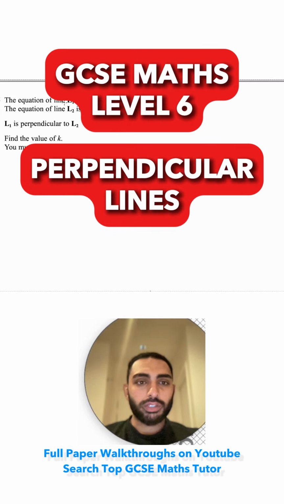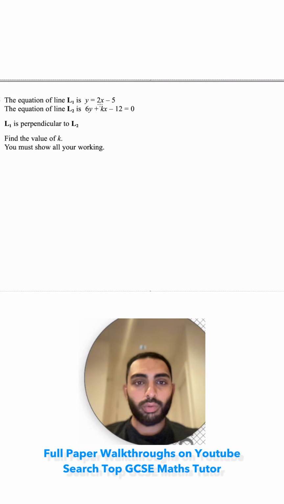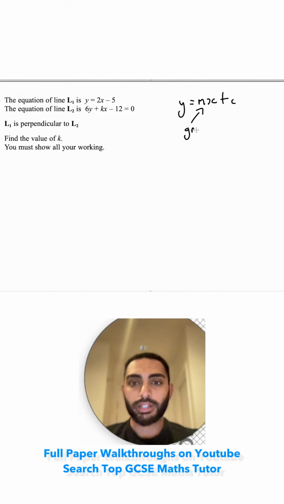Question 15. The equation of line 1 is y equals 2x minus 5. So I've got an equation of a line here, and the general form for the equation of a line is y equals mx plus c. There's two parts that you need to remember. This m value is the gradient, or the steepness, the slope of the line, and the c value is the y-intercept. It's where it crosses the y-axis.